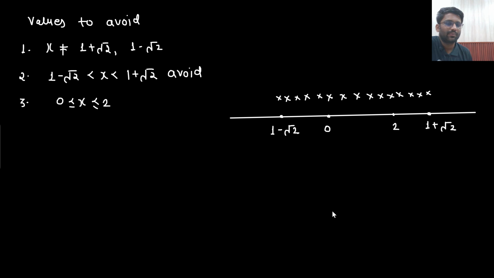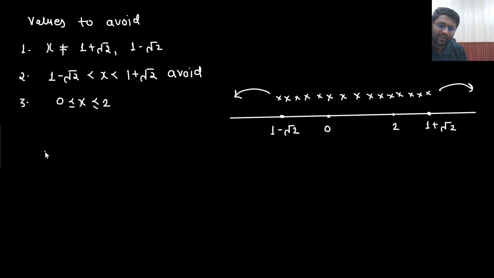Is that understandable to you? 0 is here, 2 is here, 1 plus under root 2 is here, 1 minus under root 2 is here. That means whatever values are written inside should not be accepted. After that, everything should be accepted. Here, whatever is written should be accepted. And here, whatever is written should be accepted. And these boundary values should also not be accepted. Is that understandable to you or not?